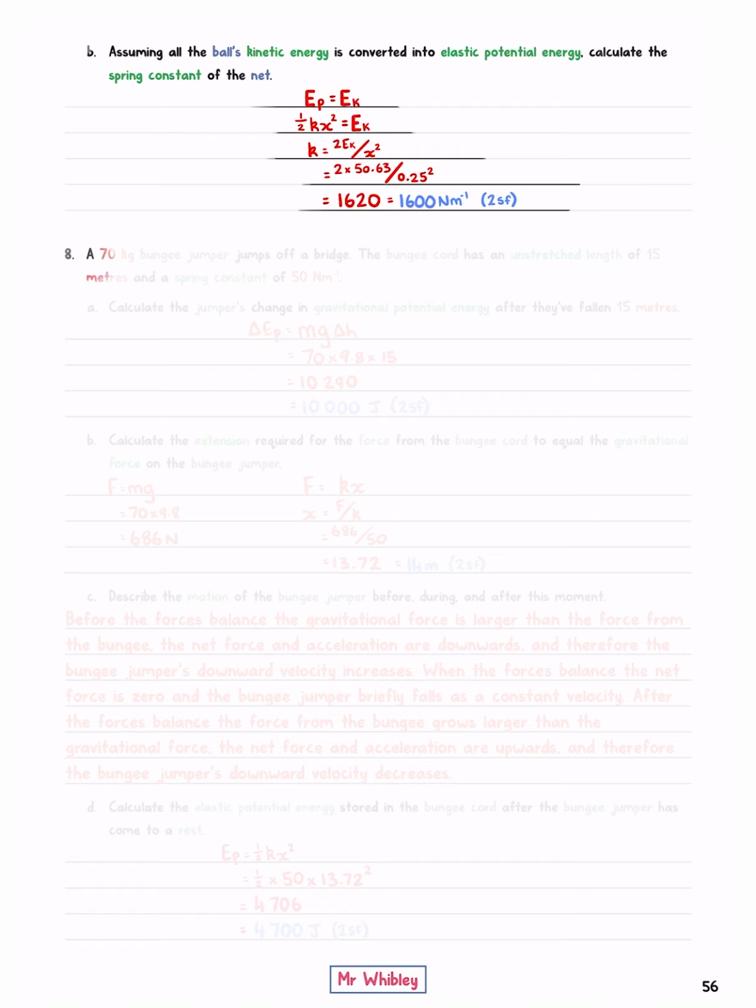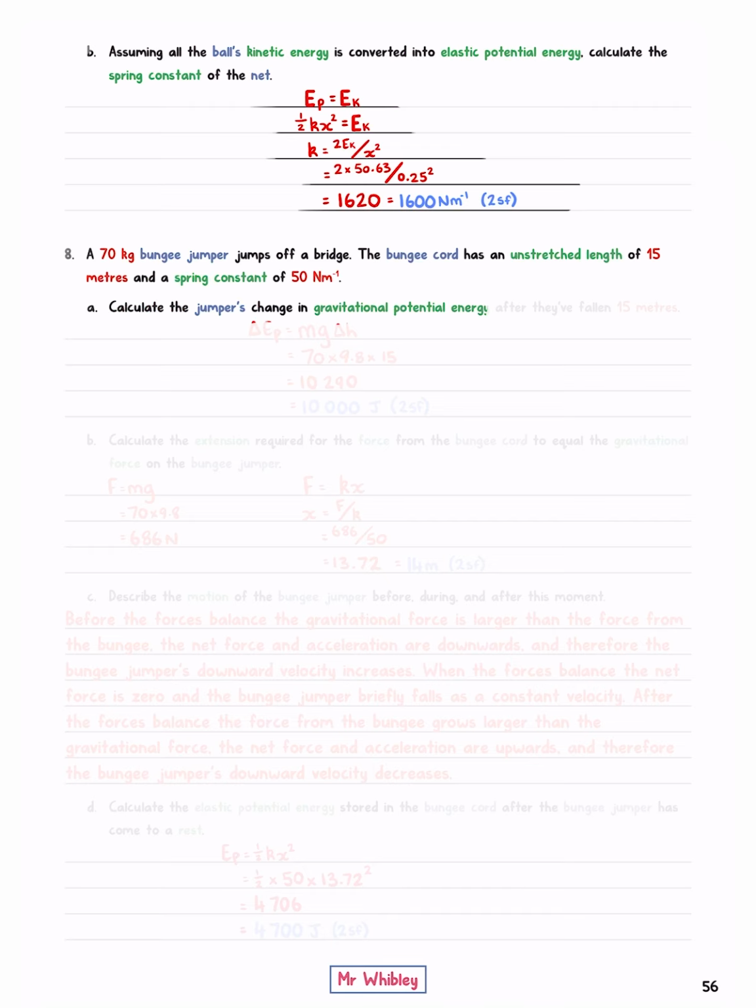Question 8. A 70 kilogram bungee jumper jumps off a bridge. The bungee cord has an unstretched length of 15 meters and a spring constant of 50 newtons per meter. Calculate the jumper's change in gravitational potential energy after they've fallen 15 meters. We can start with our gravitational potential energy equation, where we know all three of these numbers, which gives me 10,290 or 10,000 joules to two significant figures.